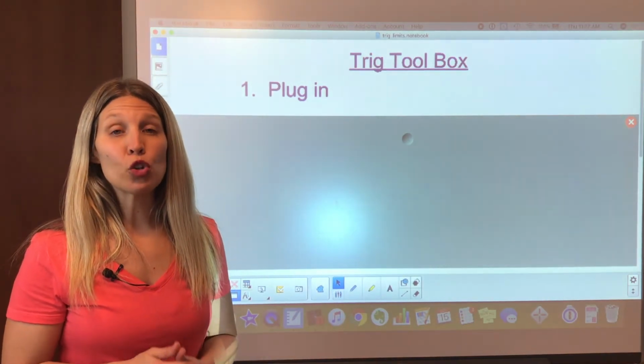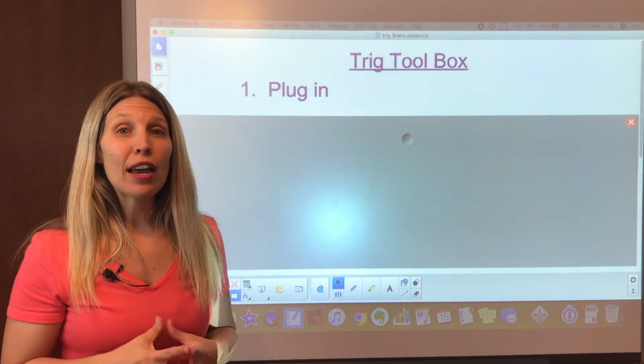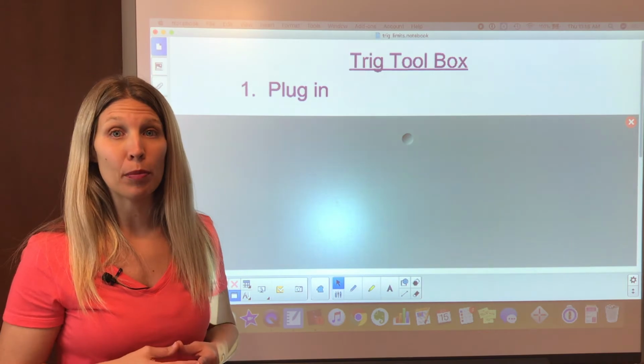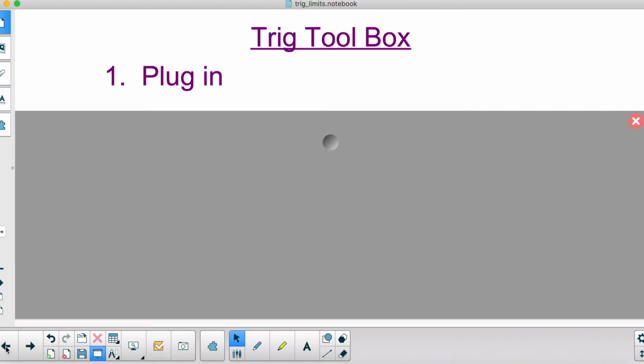Next, we're going to talk about your trig toolbox. Here I have 6 strategies for you to use when solving trig limit problems. The first one is just going to be to plug it in. That's always going to be the easiest. It's always the one you try. Unfortunately, it's probably the one that is not going to be used most often.